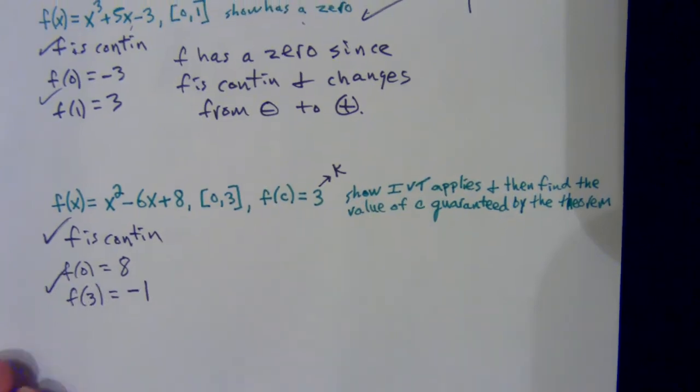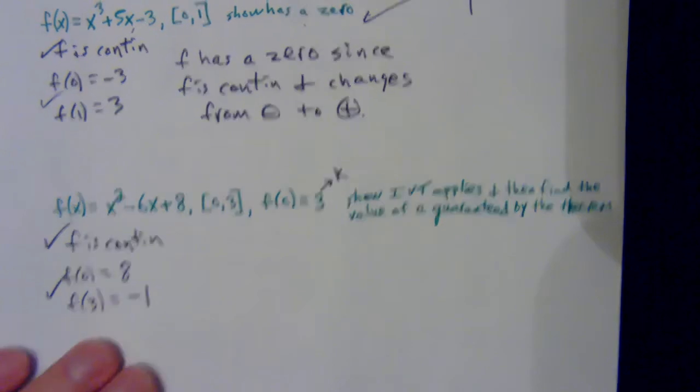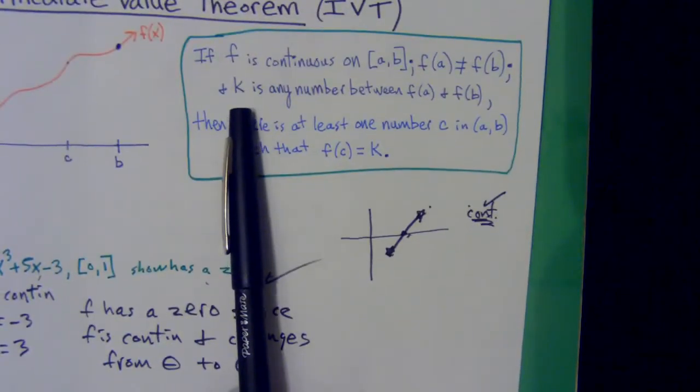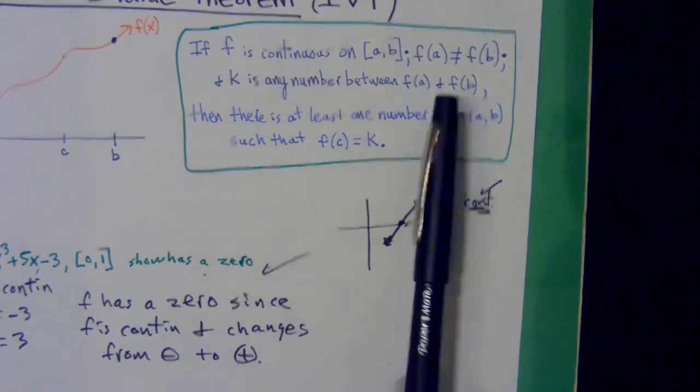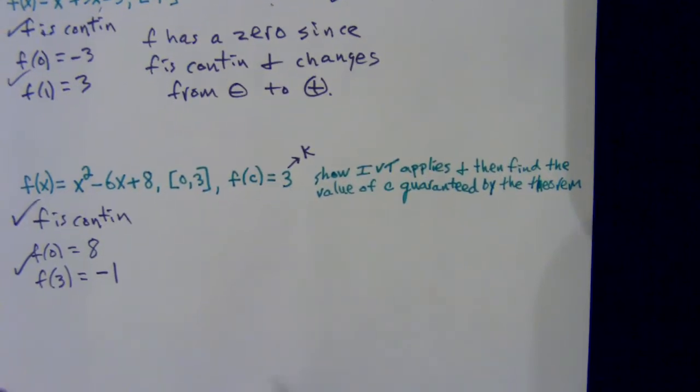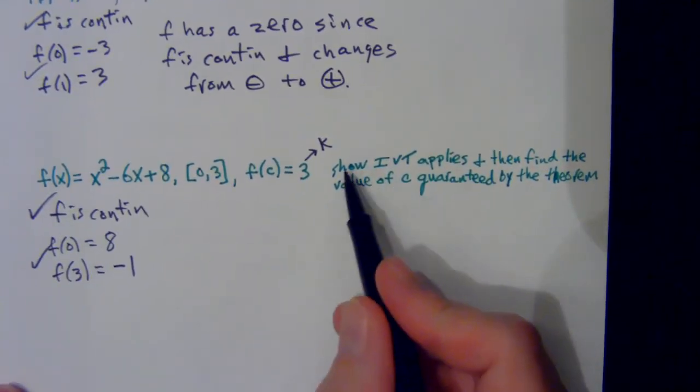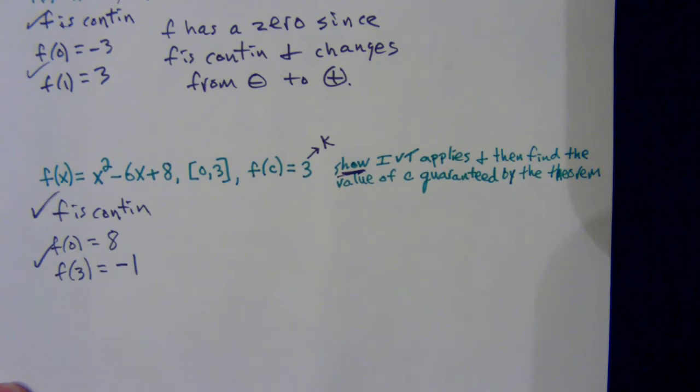Notice that I got those. So I show what those are equal to. Those are not equal to each other. And then the third stipulation for this theorem to apply is k is any number in between that. And this is my k value. So then I have to write that down because it said show that the IVT applies.